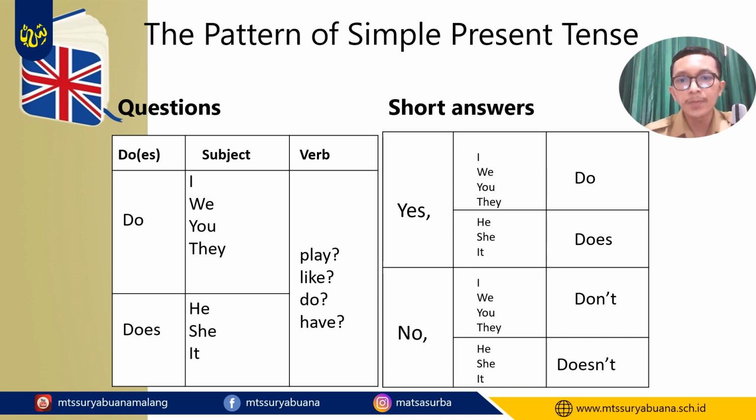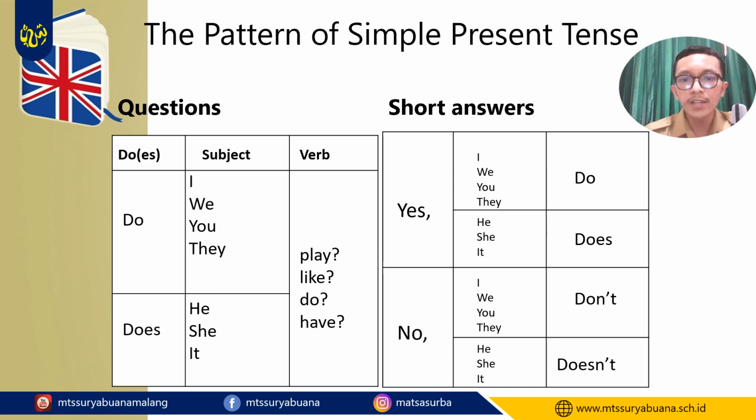And then for the response or the short answer of this question, if the subject is I, you, we, or they, you have to use this first pattern. Yes, I do. Yes, you do. Yes, they do. But if the subject is he, she, or it, you have to follow the subject with does. For example, yes, he does. Yes, she does.